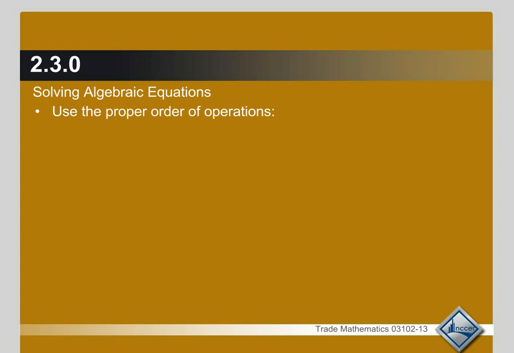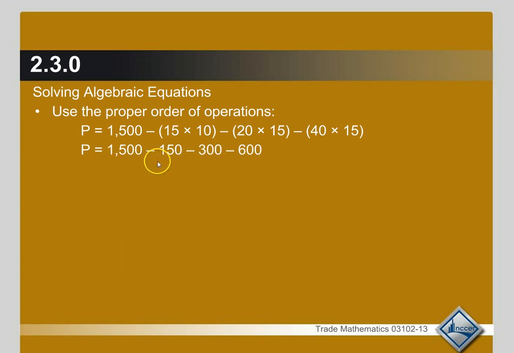Okay, so when you do an algebraic equation, remember those order of operations. Let's take a look at this one. Working from left to right, we first do anything inside the brackets. So we're going to perform this equation and this equation first. We end up with 15 times 10 is 150, 20 times 15 is 300, 40 times 15 is 600.